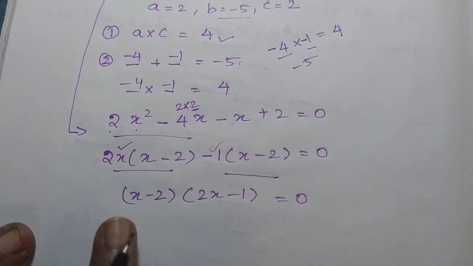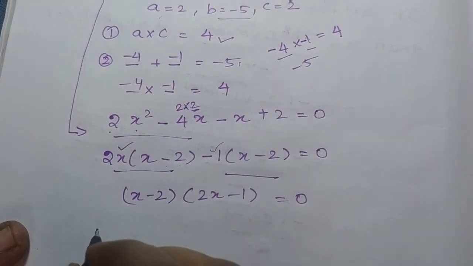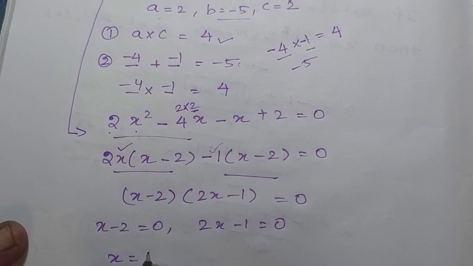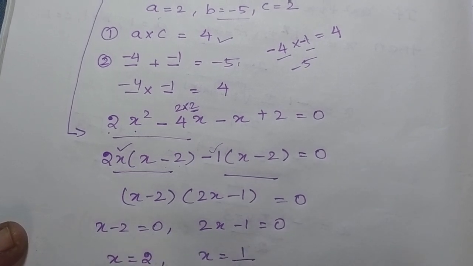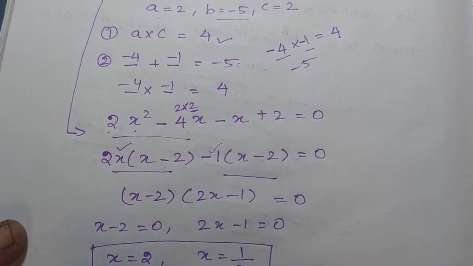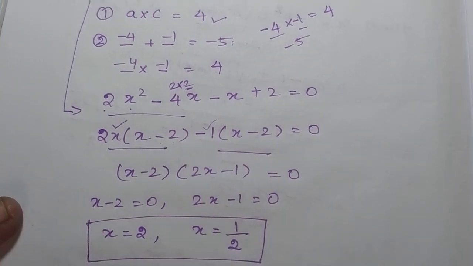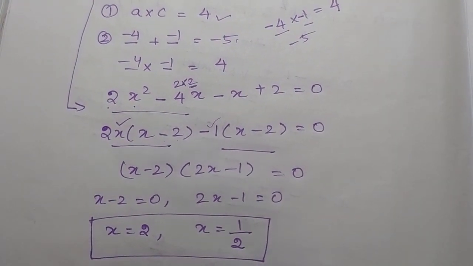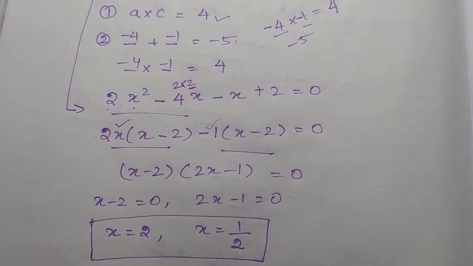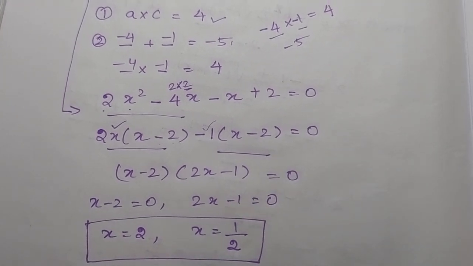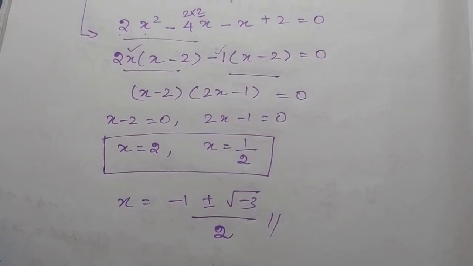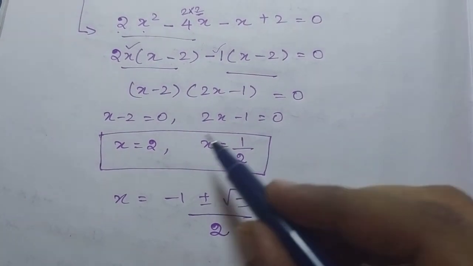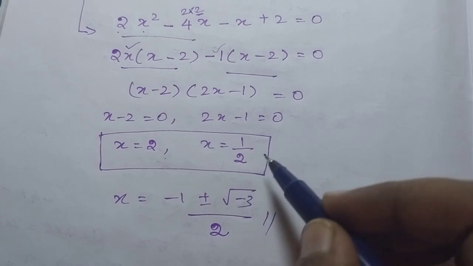Now, I am going to equate both terms separately to 0. Therefore, x minus 2 is equal to 0 and 2x minus 1 is equal to 0. Therefore, x is equal to 2 and x is equal to 1 by 2. Now, I have found the actual values of x: 2 and 1 by 2. This is the final answer. We don't consider x is equal to minus 1 plus or minus root 3 by 2 because this is in the form of a complex number. So the actual x values are x is equal to 2 and x is equal to 1 by 2.